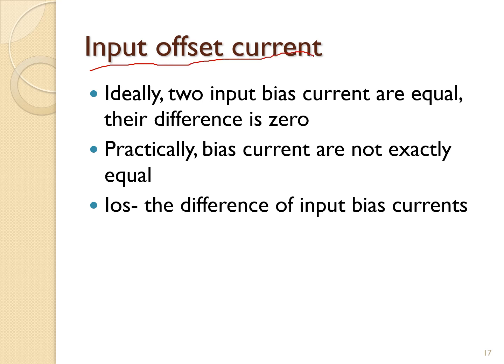Input offset current. Ideally, the two input bias currents are equal and their difference is 0. However, in practice, the bias currents are not exactly equal. The input offset current, IOS, is the difference of the input bias currents. Actual magnitudes of offset currents are usually at least an order of magnitude, 10 times, less than the bias current. In many applications, the offset current can be ignored.